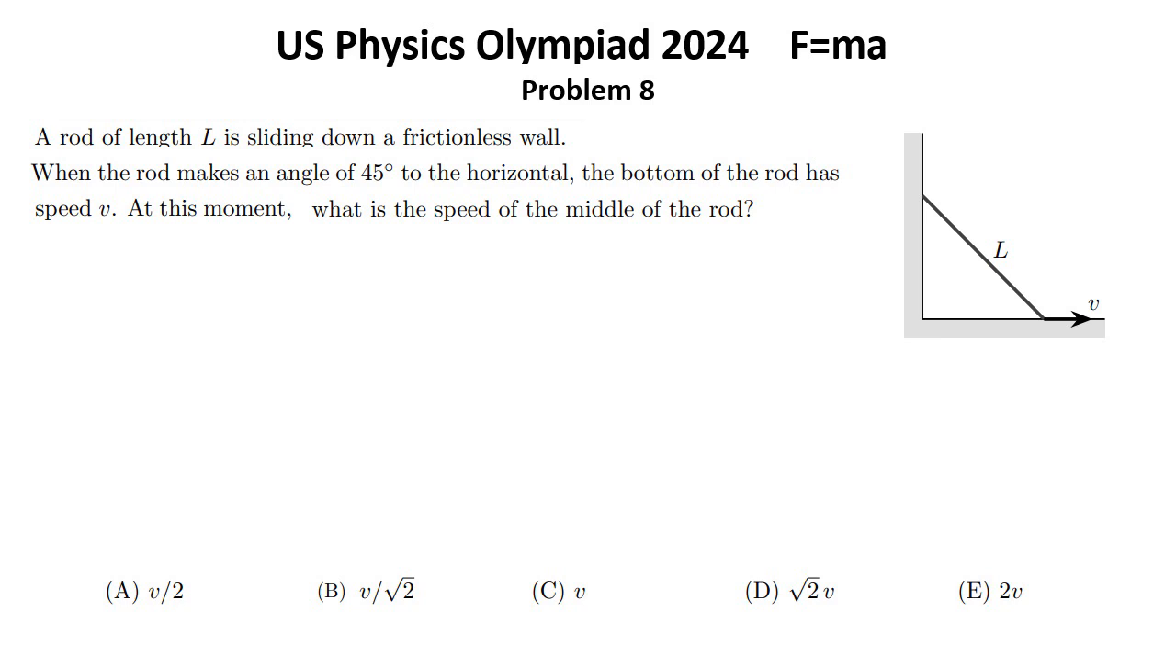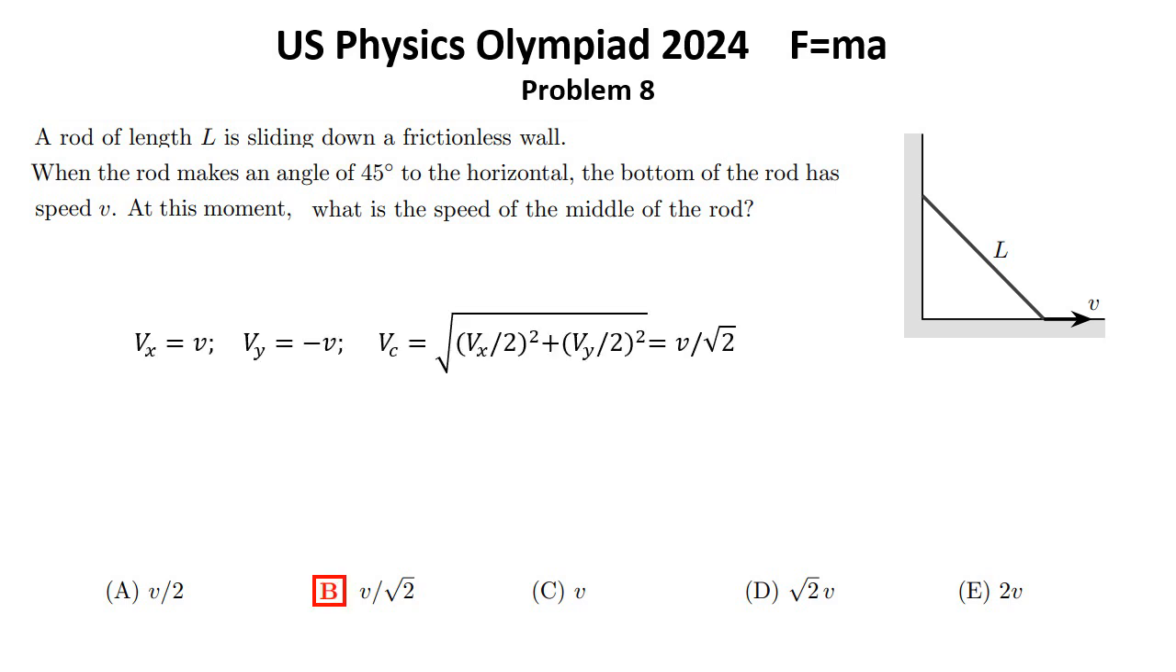Solution to problem number 8. The bottom of the rod has rightward velocity v, so by symmetry, the top of the rod has downward velocity v. The velocity of the middle of the rod is the average of these velocities, and thus has magnitude equal to v over square root of 2. This is answer B, and that was the solution for problem 8.